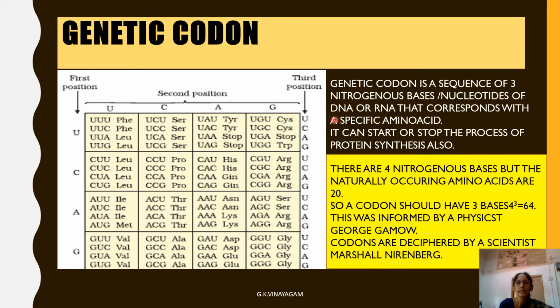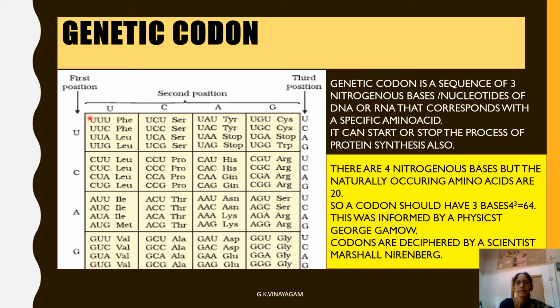It can either start protein synthesis or it can stop the protein synthesis. There are 4 nitrogenous bases, but naturally occurring amino acids are how many? 20. So George Gamow was a scientist. He proved that if you take 4 to the power 3, then 64 codons are possible. And the information that each codon is carrying was deciphered by another scientist, Marshall Nirenberg.